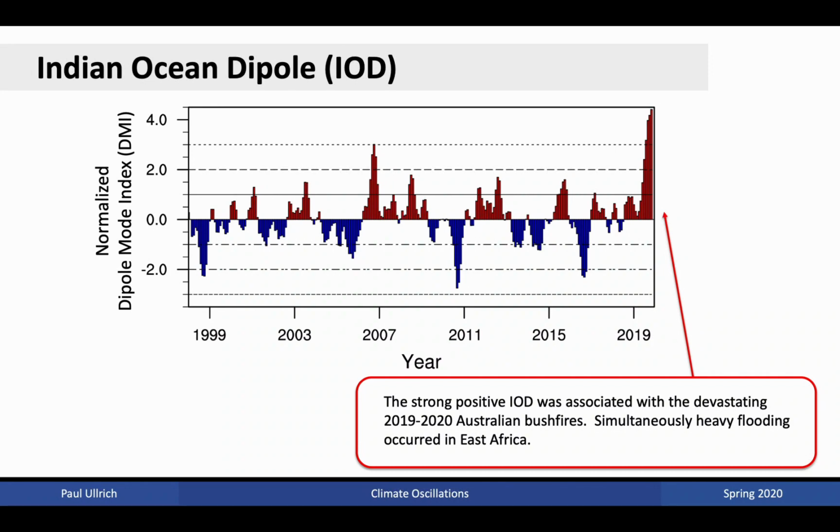Over the recent 2019 through 2020 season, the Indian Ocean experienced some of its largest values of the Dipole Mode Index. This was again associated with very warm temperatures in the western Indian Ocean. During this time, the suppressed precipitation that then occurred over Australia contributed to the devastating Australian bushfires that burned over this season. Simultaneously, heavy flooding occurred in East Africa, where warmer sea surface temperatures then contributed to increased convection and precipitation.